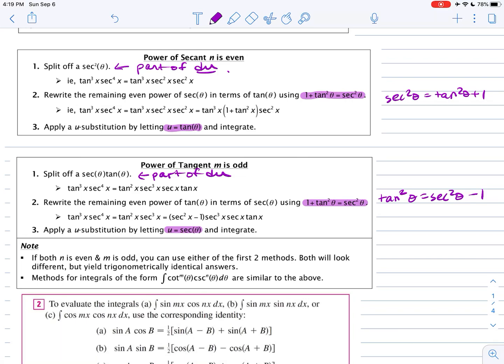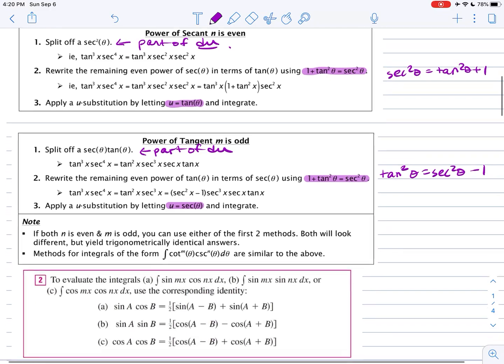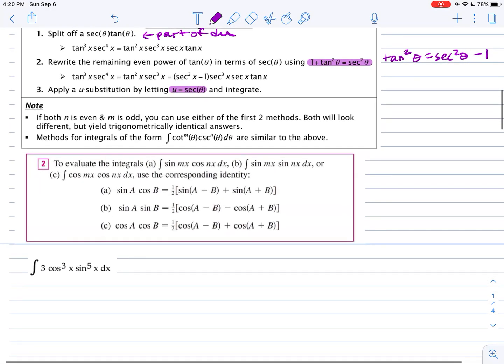And of course, to finish off this, we will want to back substitute so that we end up with an answer in theta. Now, if both n is even and m is odd, you can use either of the first two methods. Both will look different, but they will yield trigonometrically identical answers. In other words, they might not look the same. So if secant is even and tangent is odd, you can choose either method, but your answer will not look the same. But if you use fundamental trig identities, you will note that the family of functions there is identical. So they are trigonometrically identical.